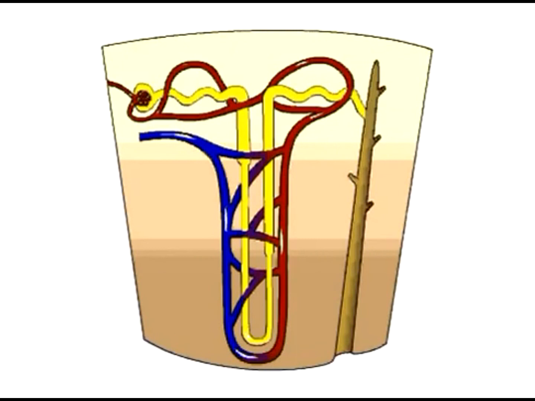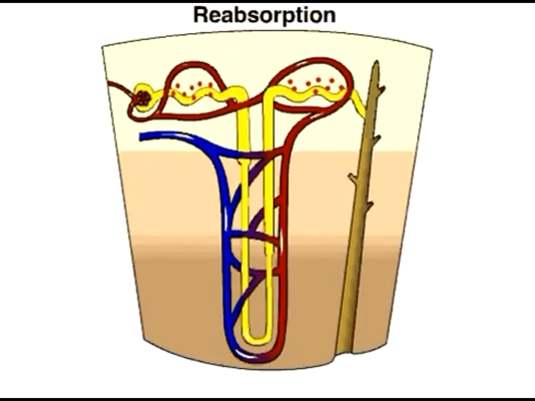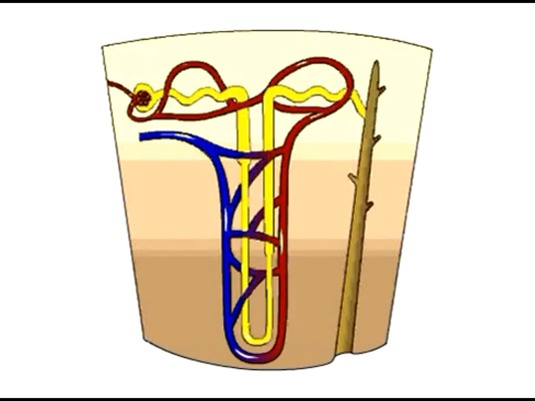There is a lot going on here. The main point is that the nephron is able to expel unneeded or harmful substances from the blood by filtration and secretion into the filtrate, and the nephron can reabsorb substances useful to the body. The filtrate enters the collecting duct.